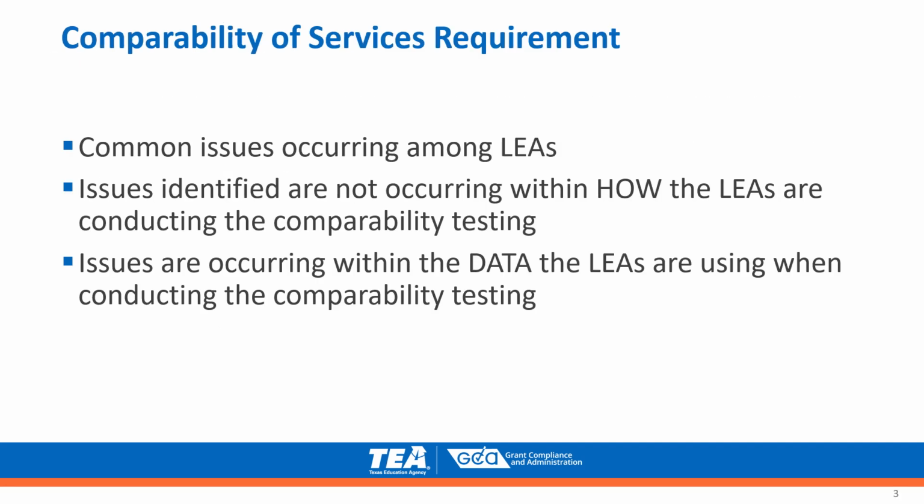Based on last year's validation review of LEA comparability documentation, TEA has identified some common issues which are occurring among LEAs, and we believe additional clarification is needed on these items. For the most part, LEAs are applying the Comparability Computation Form guidance correctly in regards to such items as grade span groups, high and low enrollment splits, and other items. The issues identified are not occurring within how the LEAs are conducting their testing. Rather, the issues are occurring within the data that LEAs are using in the comparability calculations.